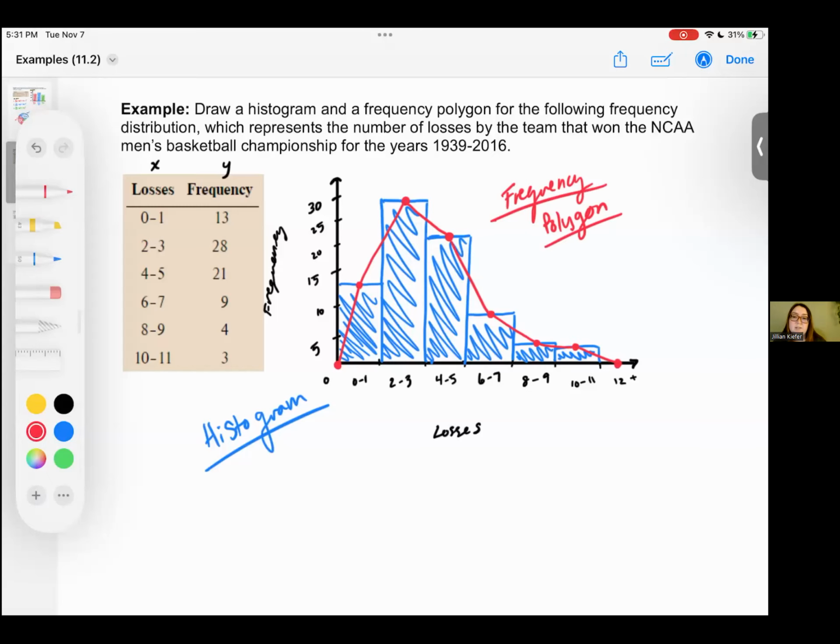So we have the frequency polygon there in that case. So we have accurately described the situation that we were given in this case. So, all right, let's go on ahead and go back on over to the lecture.